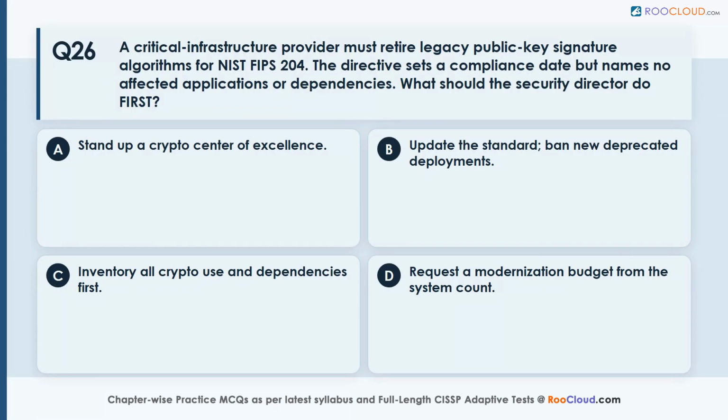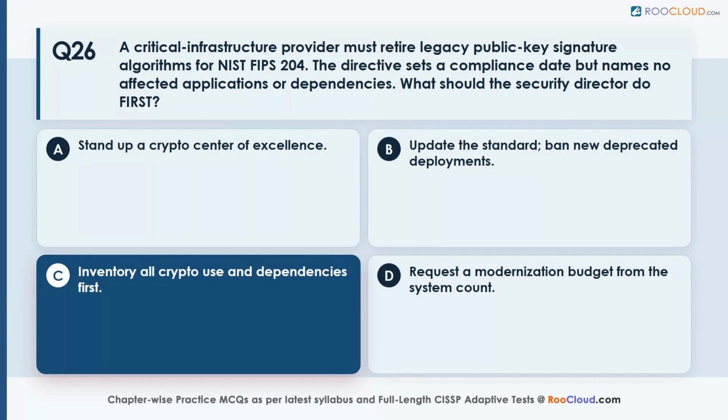Option C inventories cryptographic use and dependencies first to find the affected systems, modules, certificates, and trust relationships. Discover the footprint before you govern it, budget it, or standardize it. That is the pattern.